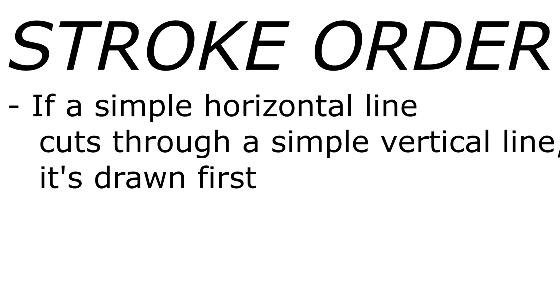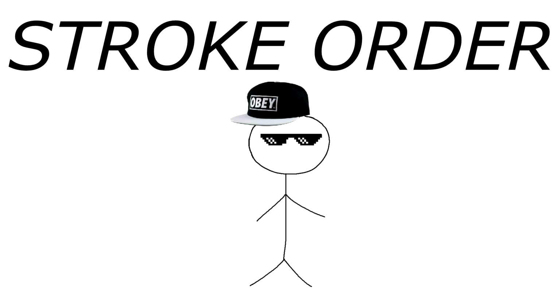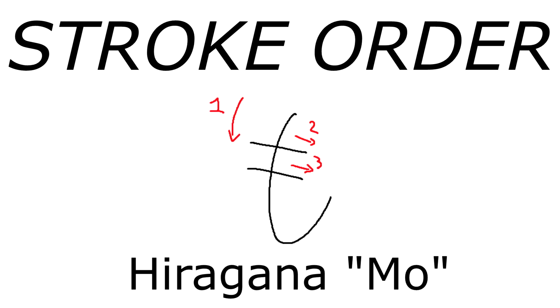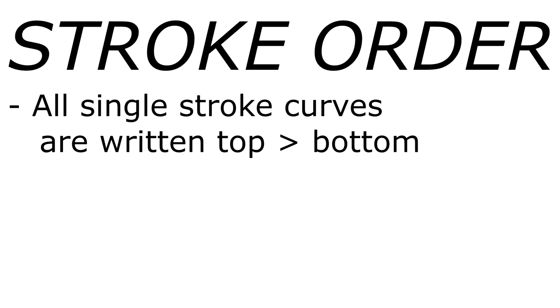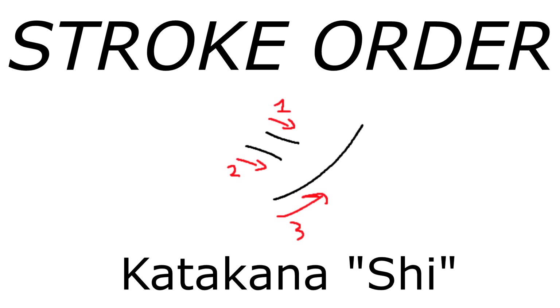If a simple horizontal line cuts through a simple vertical line, it is written first, except the horizontal lines in Hiragana mo, wa, re, and ne. All single stroke curves are written top to bottom, except the Katakana shi, n.